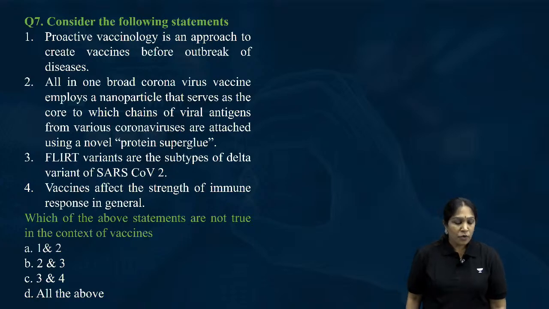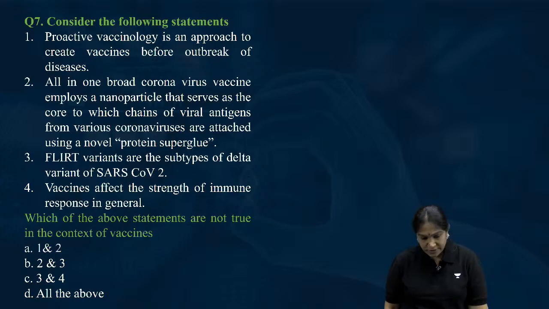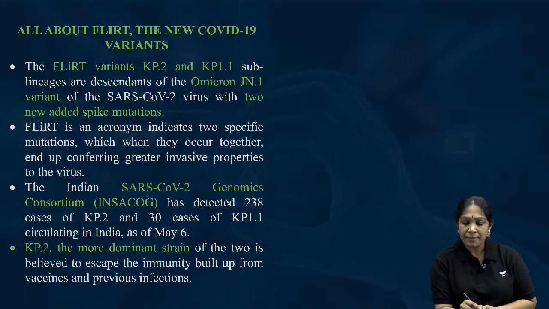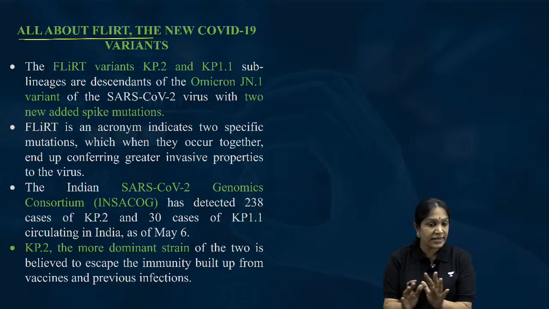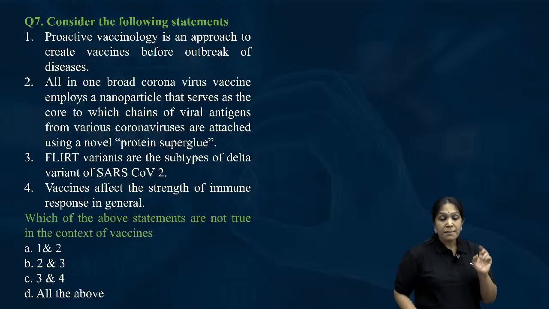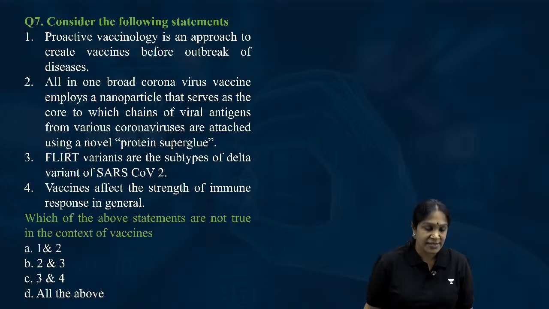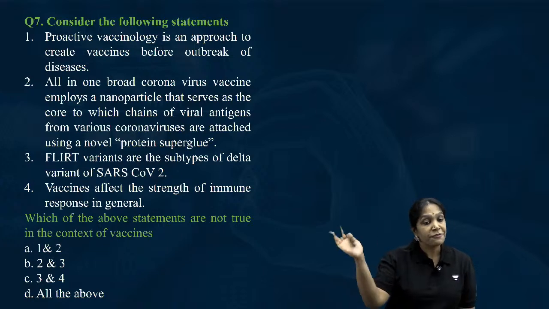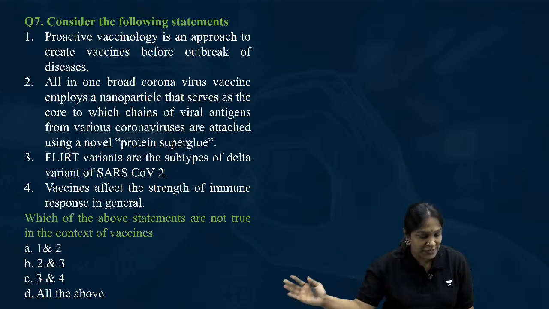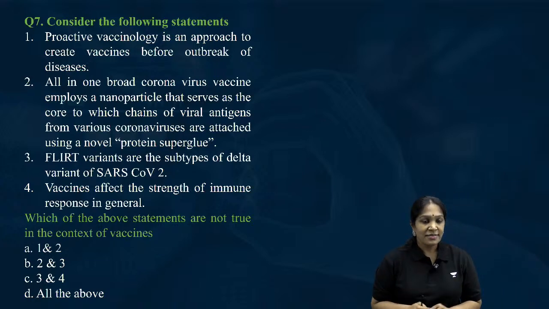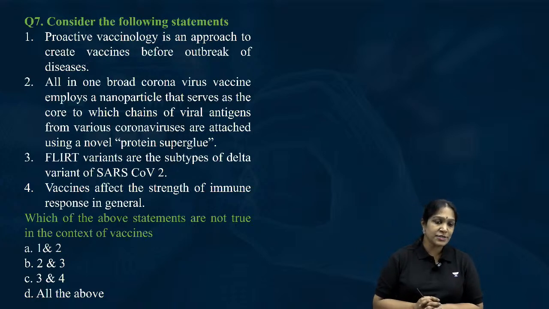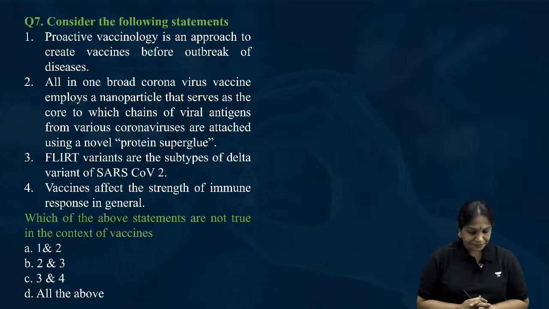Now, moving on to the 7th question. But before that, all about the FLiRT, the new COVID-19 variants, we will discuss it. Not yet completed. We'll come back to this, but before that, we have to check one more question. We'll flirt after a few seconds, but before that, let us complete question number 7. The question is in front of you. Read the statements carefully. 60 seconds to go. Start.